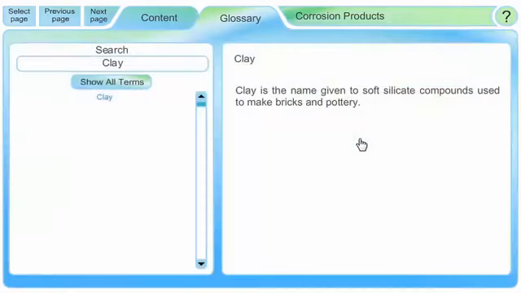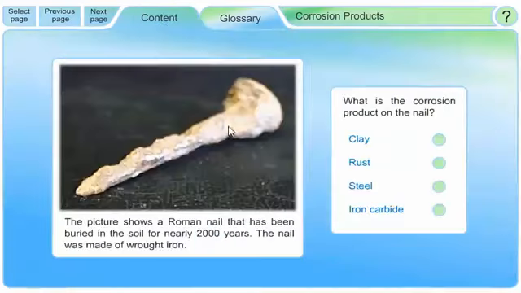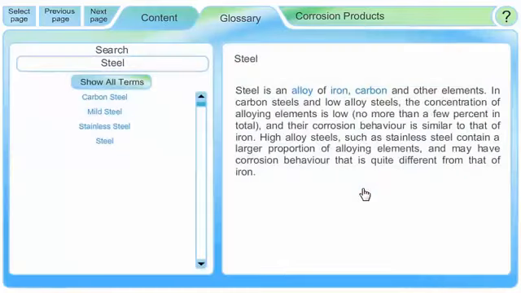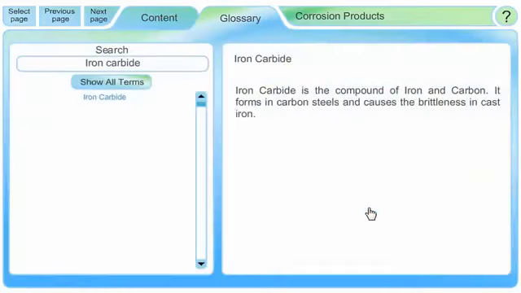Clay is the name given to soft silicate compounds used to make bricks and pottery. Steel is an alloy of iron, carbon, and other elements. While iron carbide is a compound of iron and carbon that forms in carbon steels, in small amounts it makes the steel strong, and in larger amounts it causes it to be brittle.